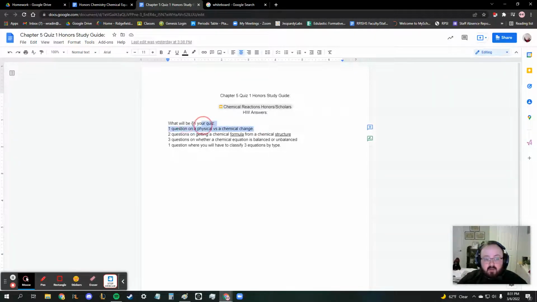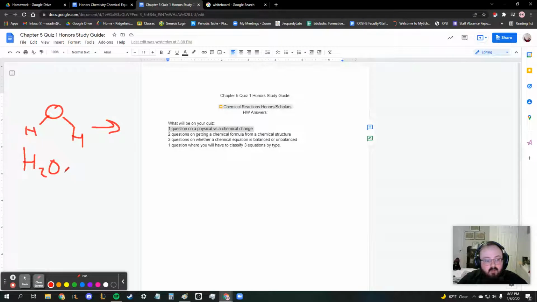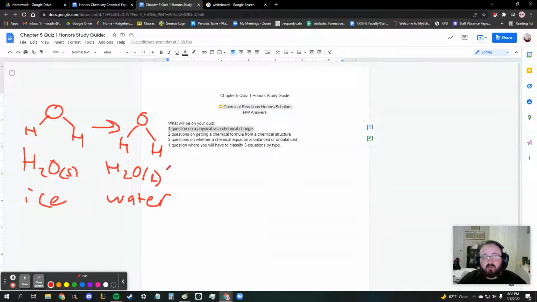First one is just going to be physical versus chemical change, and all you really need to know is that a physical change does not change up our bonds. If you start off with a molecule of water, H2O here, and you go from, let's just say you have a solid, you have ice, to water, you have not changed the molecule. You have the same exact bonds. This makes it a physical change.